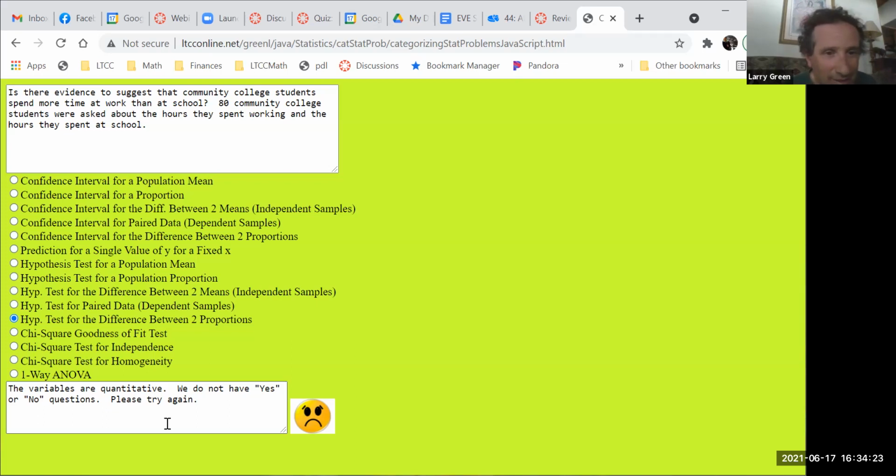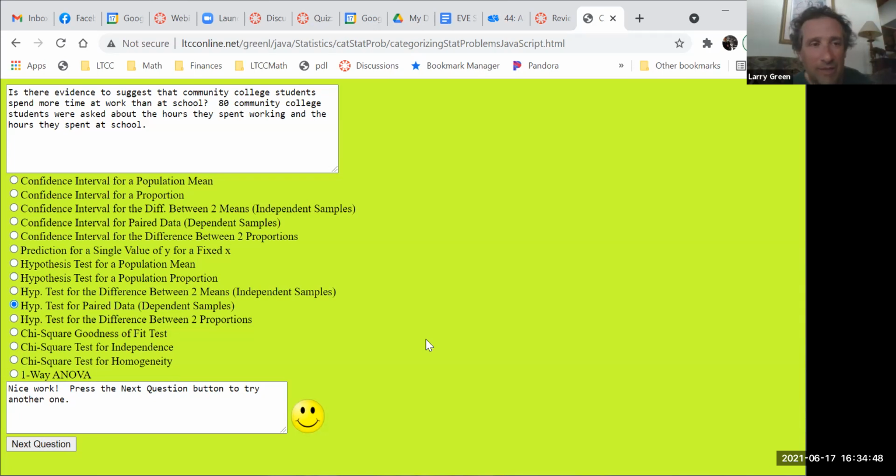Okay. So let's try, I saw hypothesis test for paired data. If you click on that, we got it right. Okay. Any questions on this app? If you want to do another one, you click next question, by the way. I wrote this in JavaScript, so this should work on your smartphone, by the way.